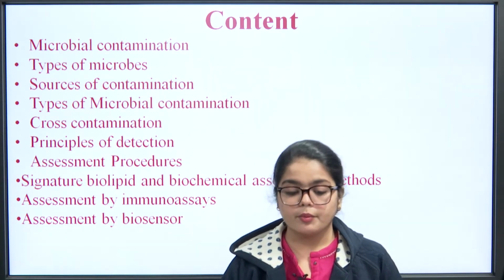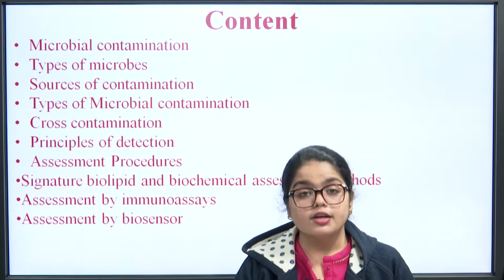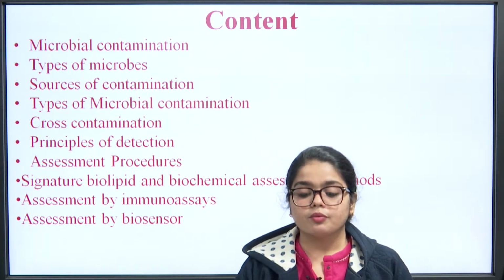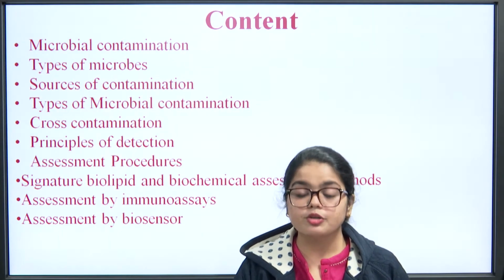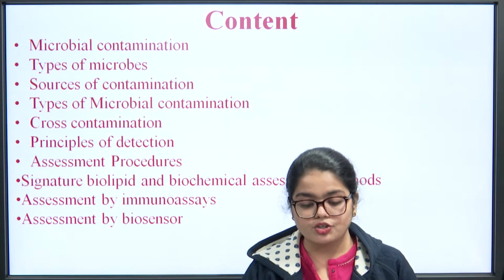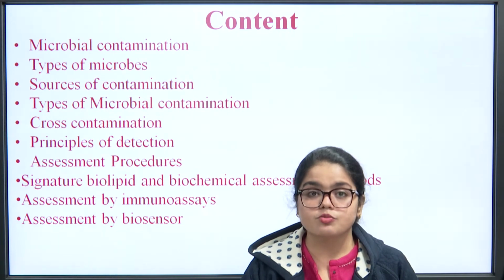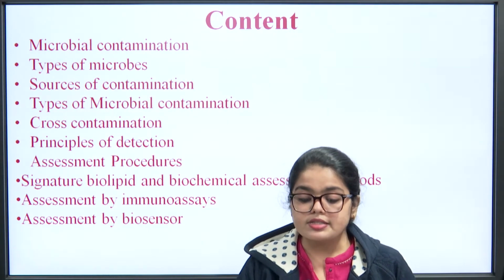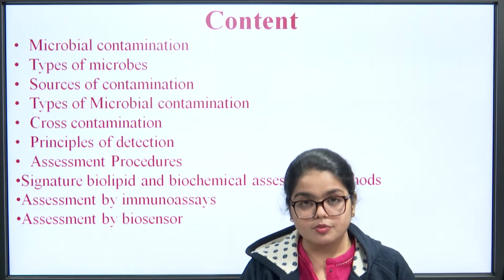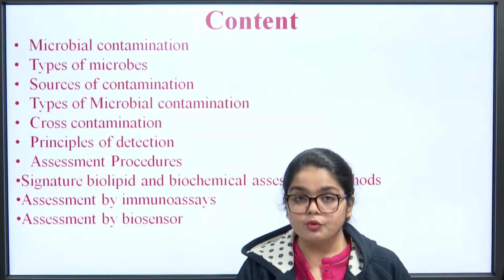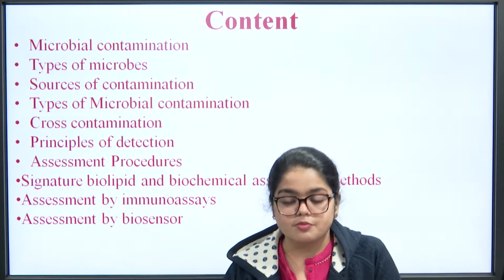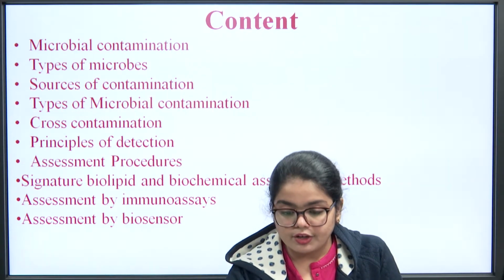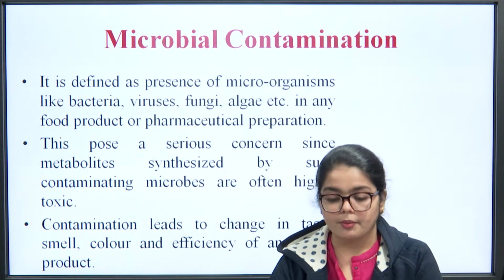First is microbial contamination, then the types of microbes, sources of contamination, types of microbial contamination, and cross contamination, how it happens. Then the principle of detection, how we can detect the contamination, then assessment procedures responsible for this kind of detection, then signature biolipids and the biochemical assessment methods, then assessment by immunoassays. Immunoassays are also used for their assessment, and then comes the biosensor assessment. So, coming to the first slide of this lecture, that is microbial contamination.